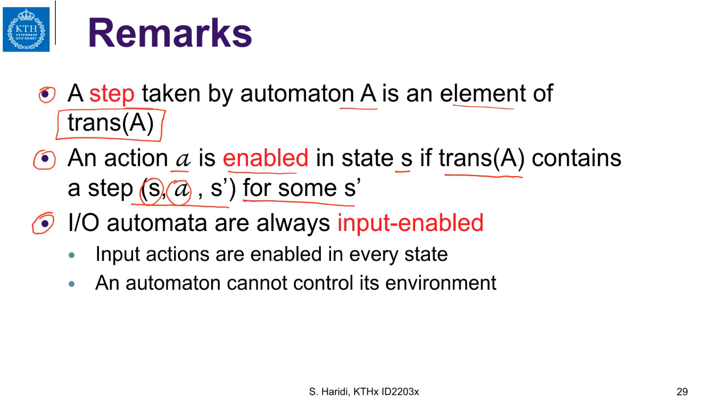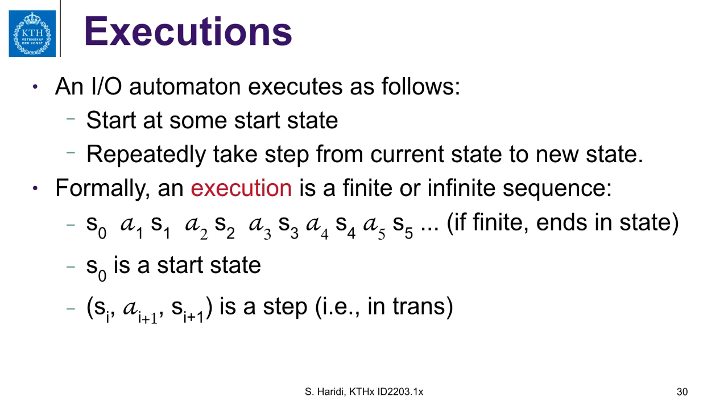We said also that input-output automata are always input-enabled, which means input actions are enabled in every state, and an automaton cannot control its environment. So let us look now to executions. An input-output automaton executes as follows. It starts at some start state, so the start state should be part of the initial states or start states. And repeatedly, it takes a step from the current state to the next state according to a step in the transition set.